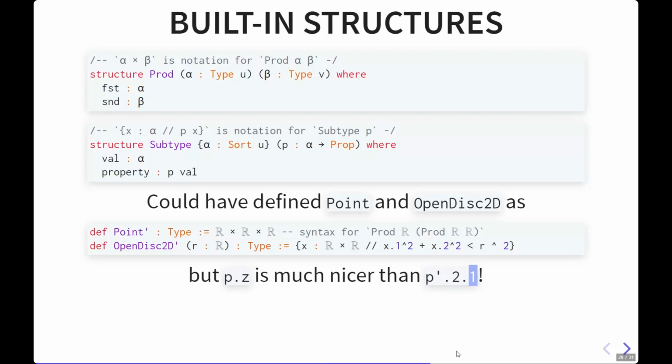Yeah, and so it doesn't really scale very well. For the p.z, you could have written p.3. That would have been fine. Because when you have a structure that is just a flat structure with a list of fields, you can number them from 1 to whatever.